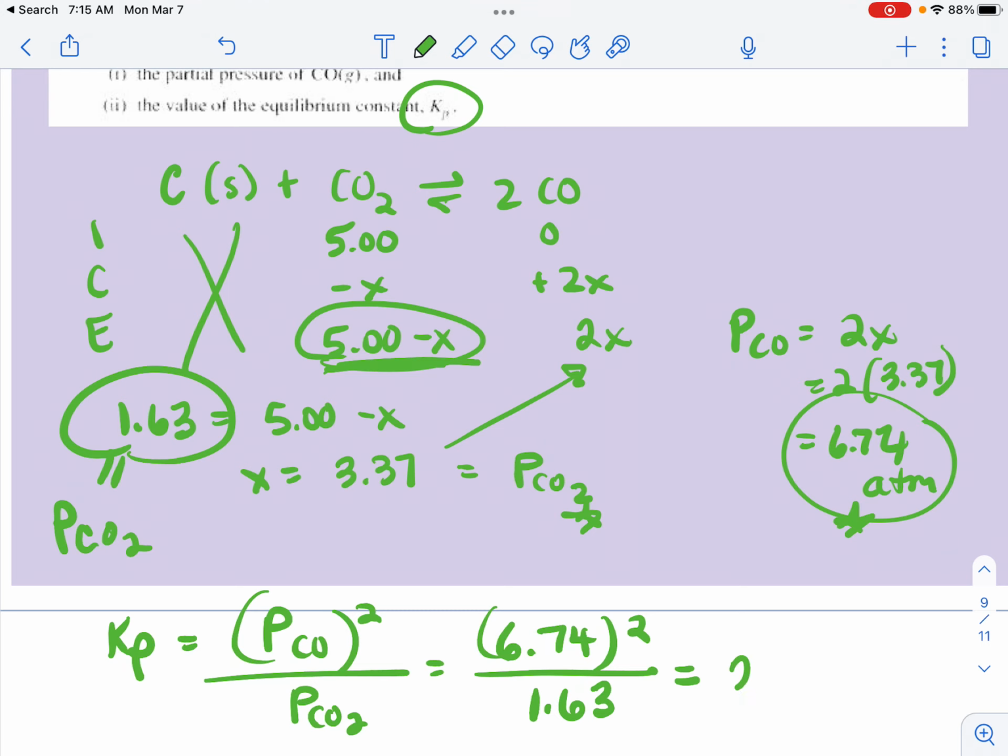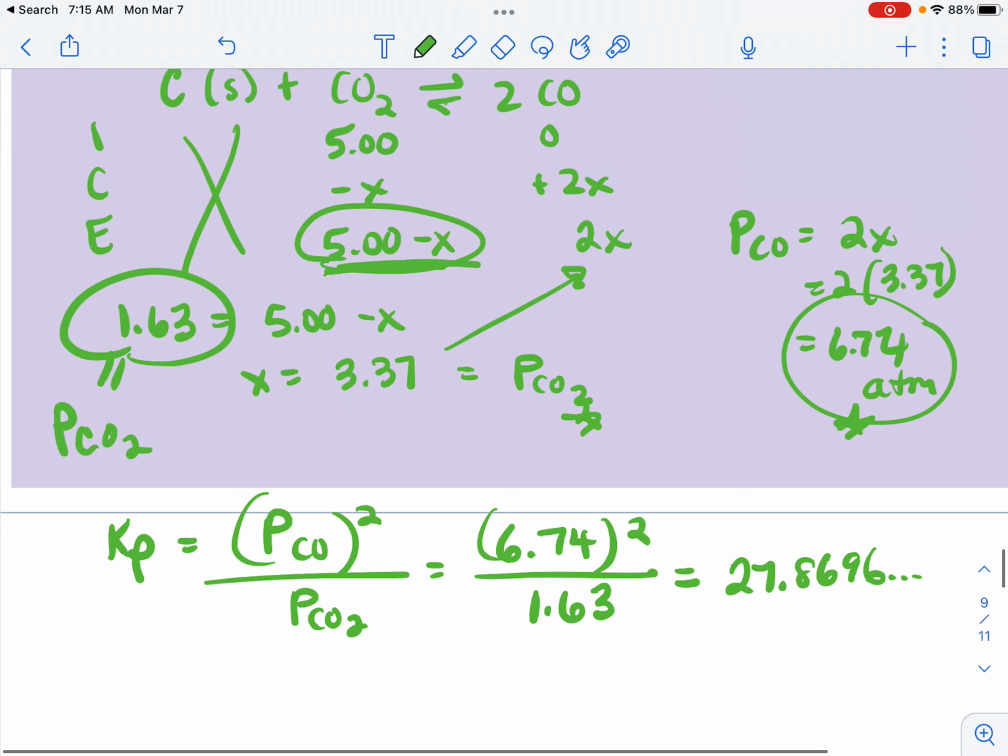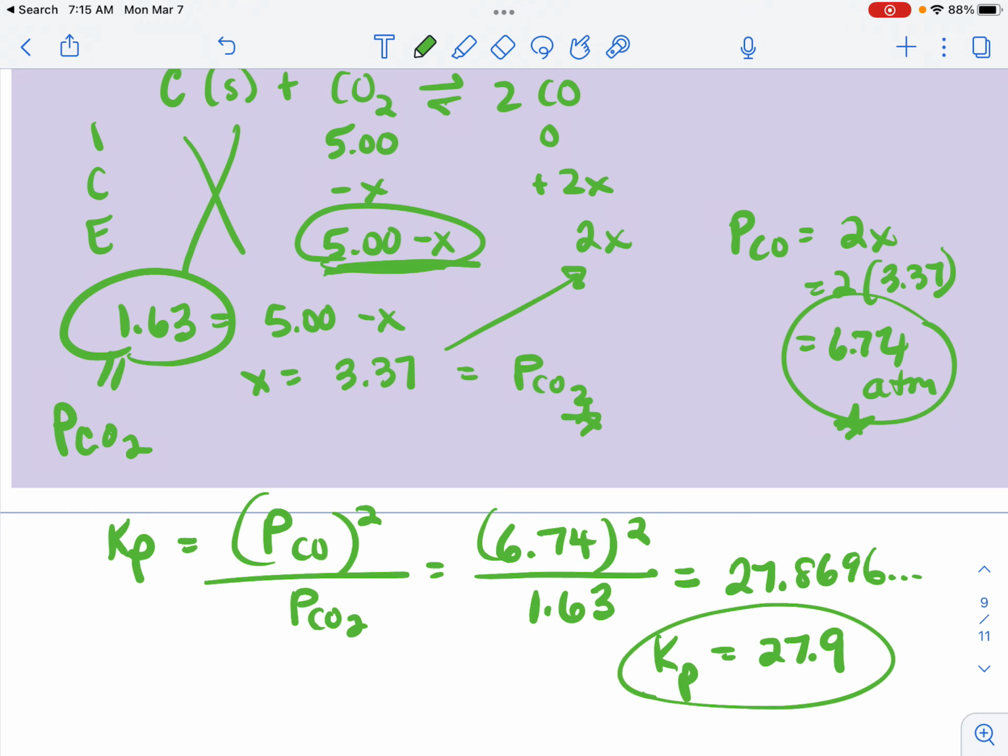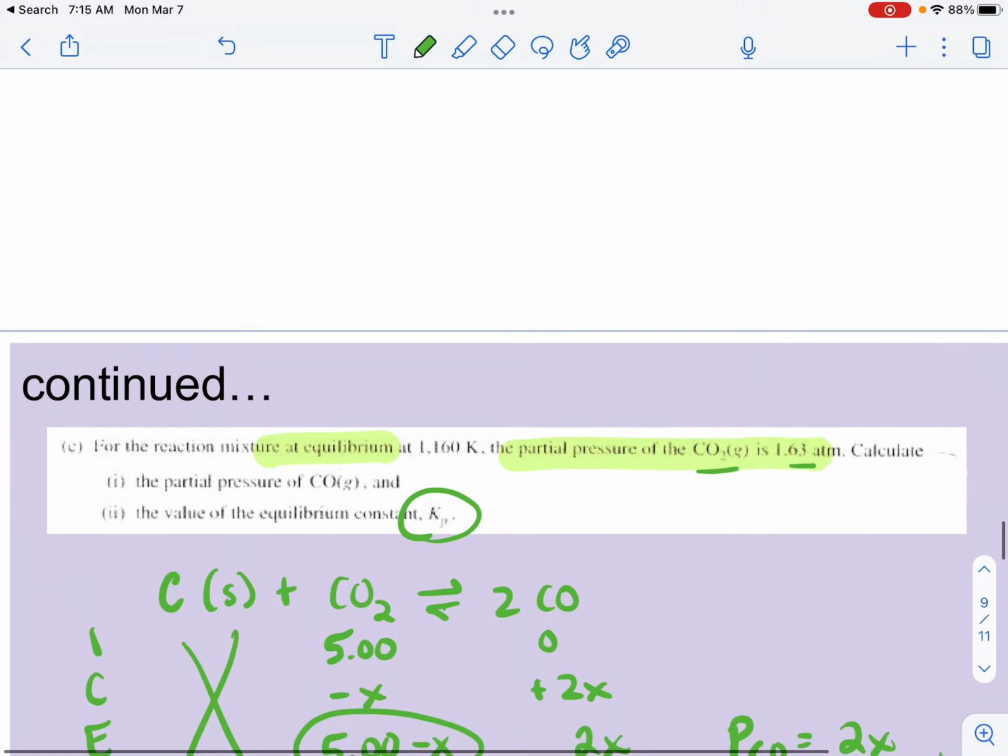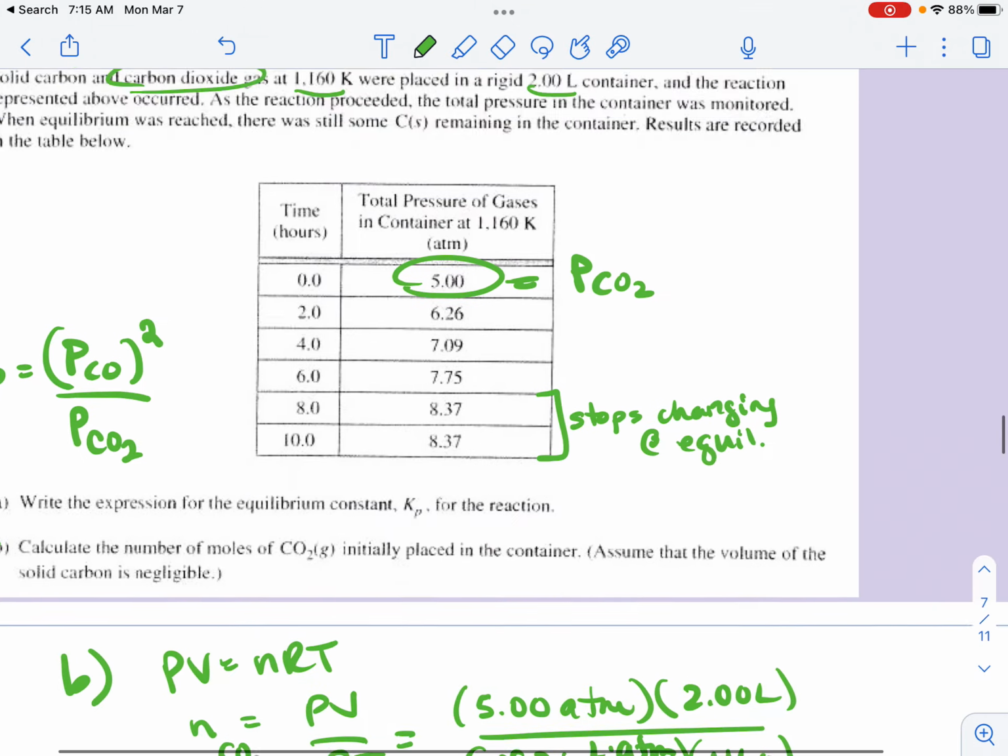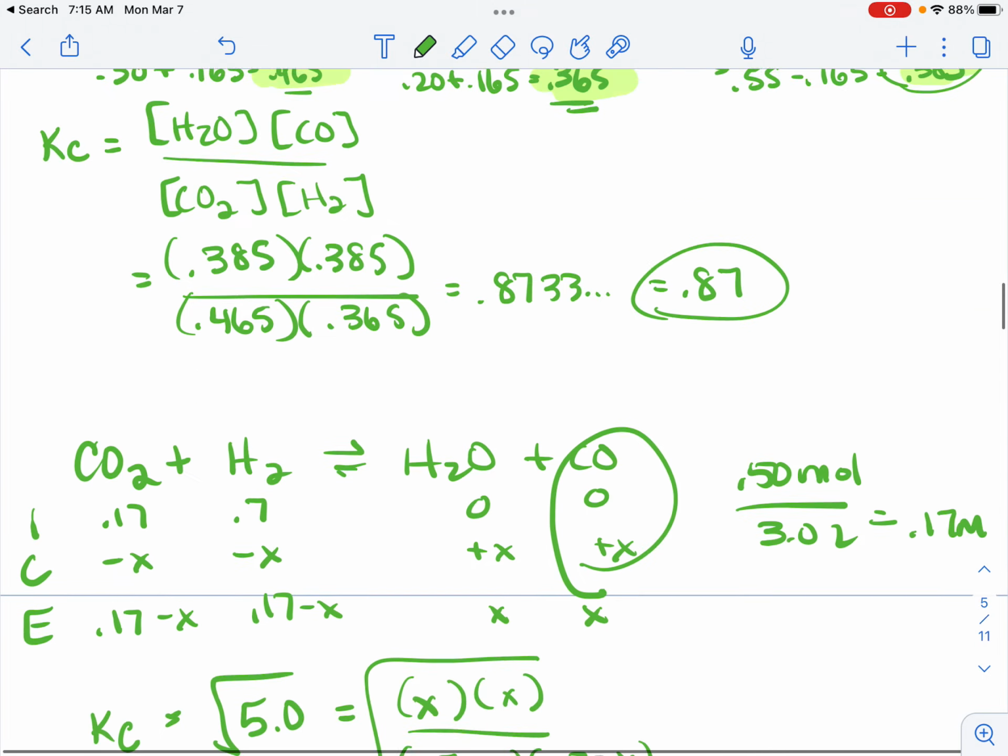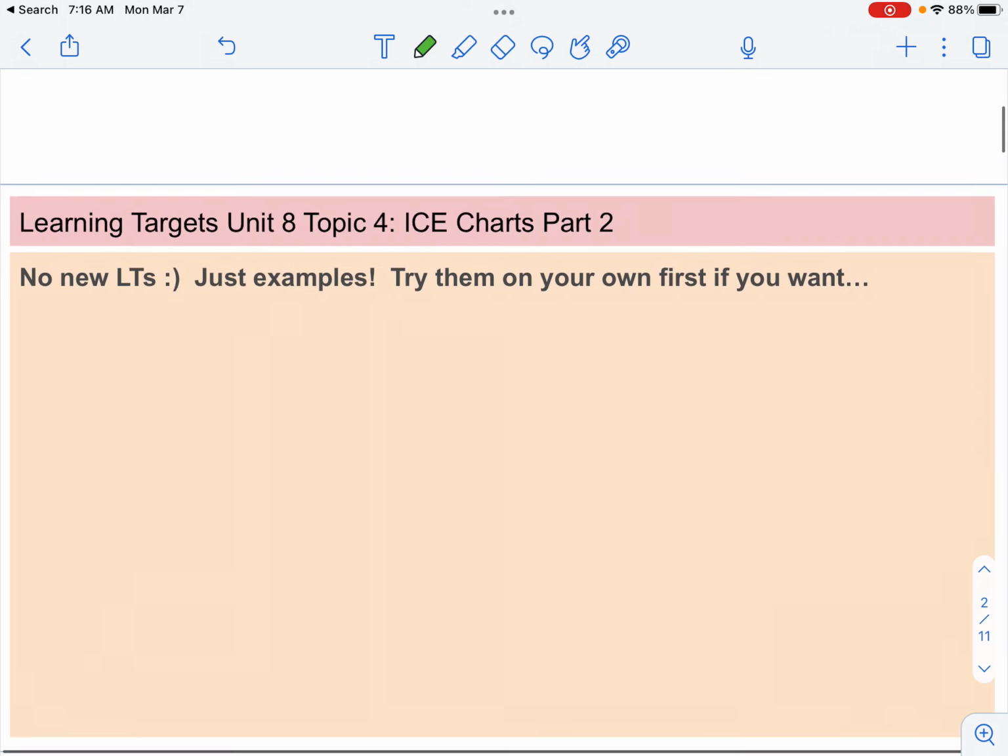And when I solve that, I get 27.8696, a bunch of numbers. And again, I think I have 3 significant figures in this question, which will be 27.9 equals Kp. So 2 examples, both showing you how you can, not knowing K, solve for x. Hopefully this is helpful, and we'll practice some more in class.